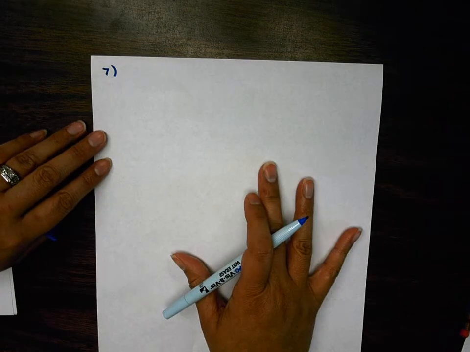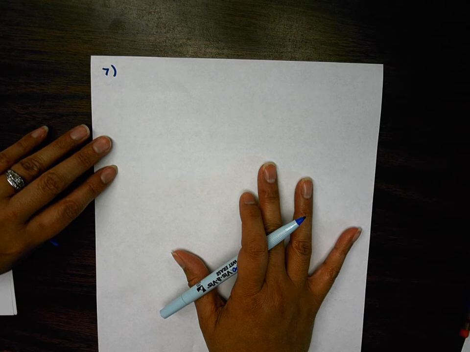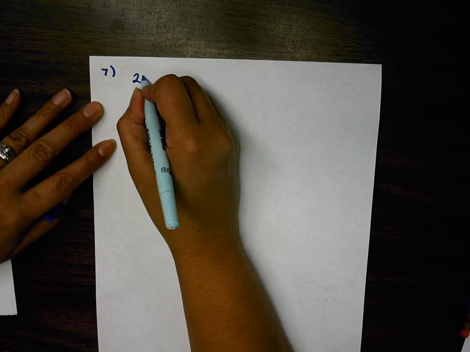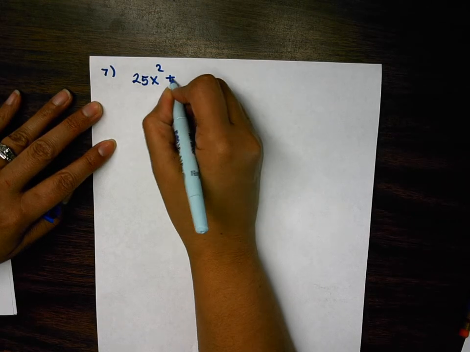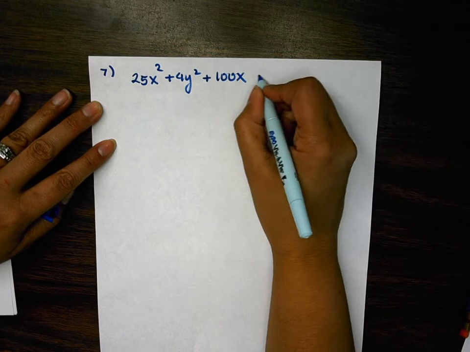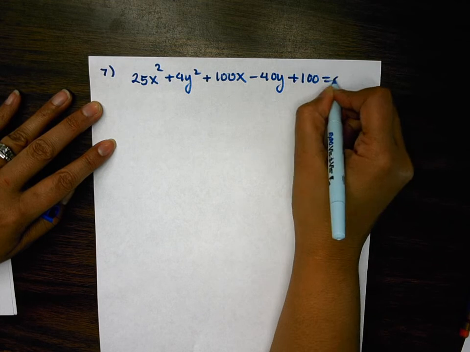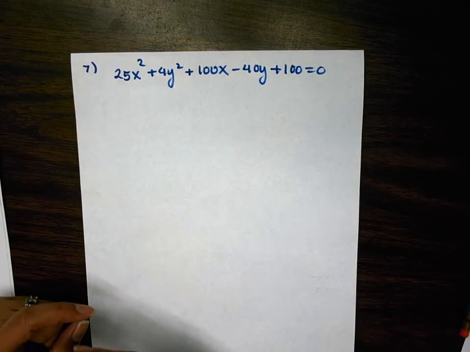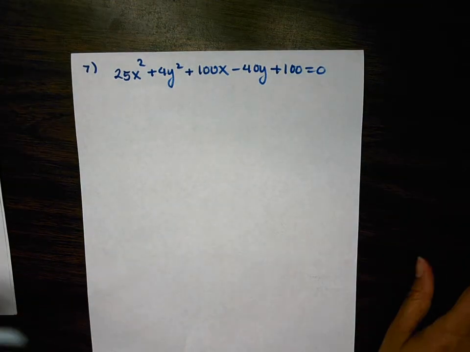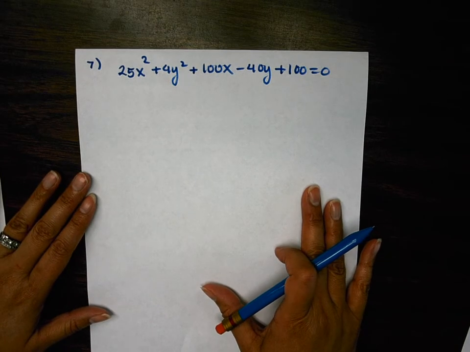Okay. Number 7. Is it a write the equation in descriptive form? Okay. 25x squared plus 4y squared plus 100x minus 40y plus 100 equals 0. And another reminder that notes are still online, so you can still go back and watch stuff if needed.